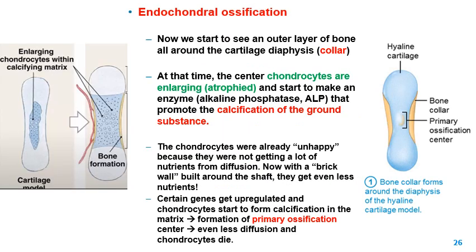Okay, so here's one thing that I didn't mention. Before those chondrocytes die in the middle of your hyaline cartilage, they start to deposit those calcium salts, and they have an enzyme that is very important to form this calcification of the ground matrix. That enzyme is alkaline phosphatase, ALP. So that enzyme helps with the deposition of calcified crystals.